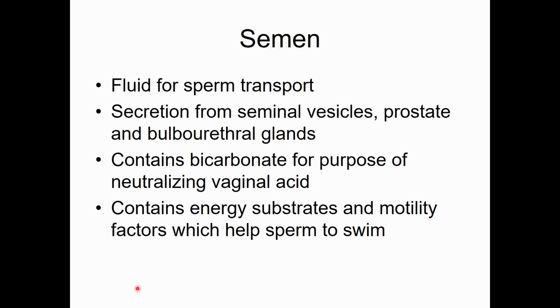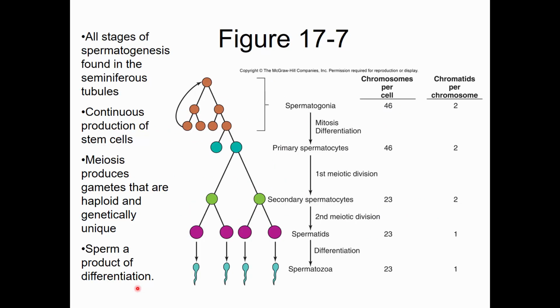Energy substrates, there's some fructose and there's some citrate. So those are carbon substrates that the sperm can burn in the mitochondria to make ATP. All right, so what happens in spermatogenesis?